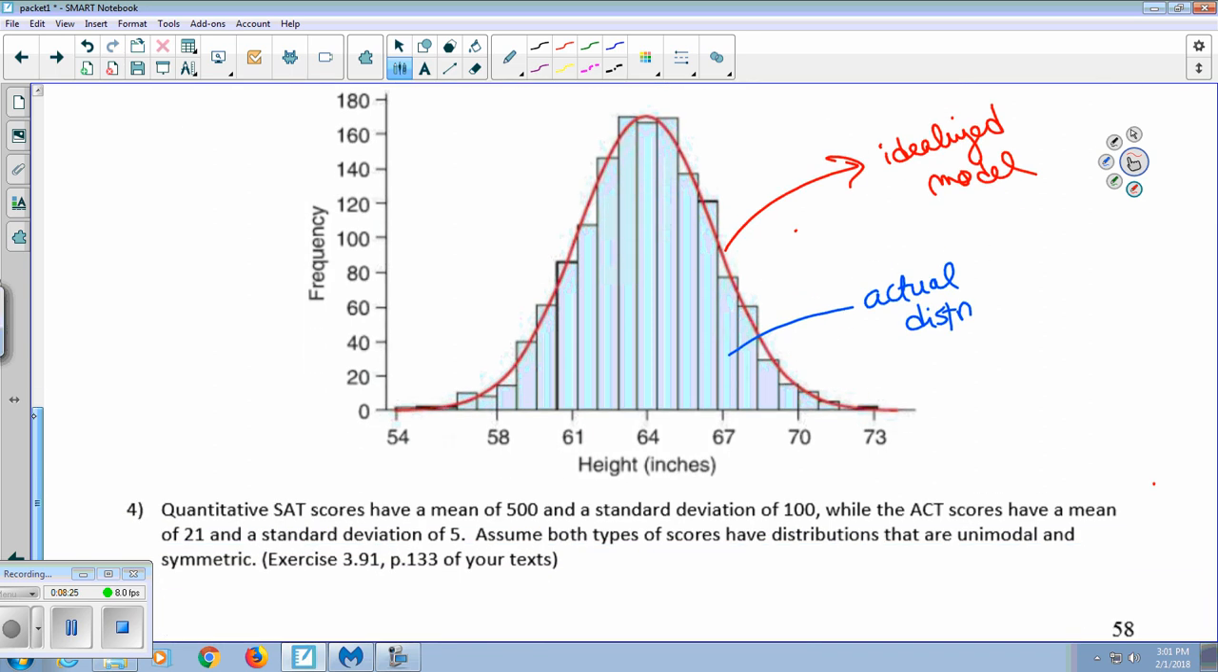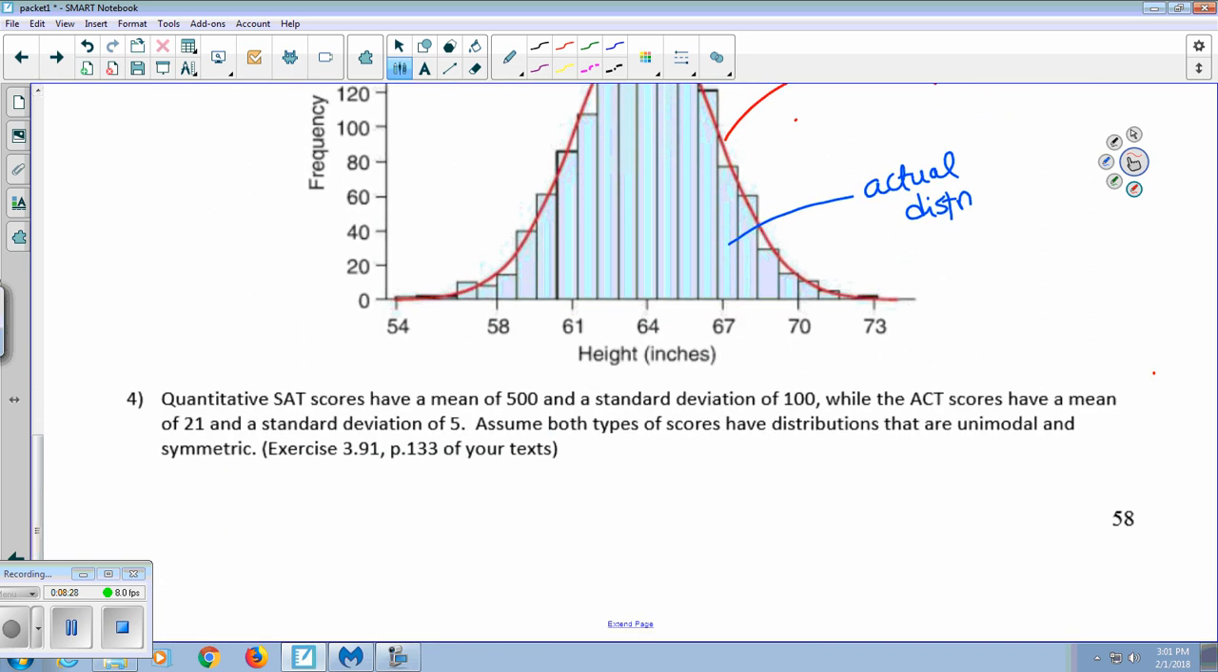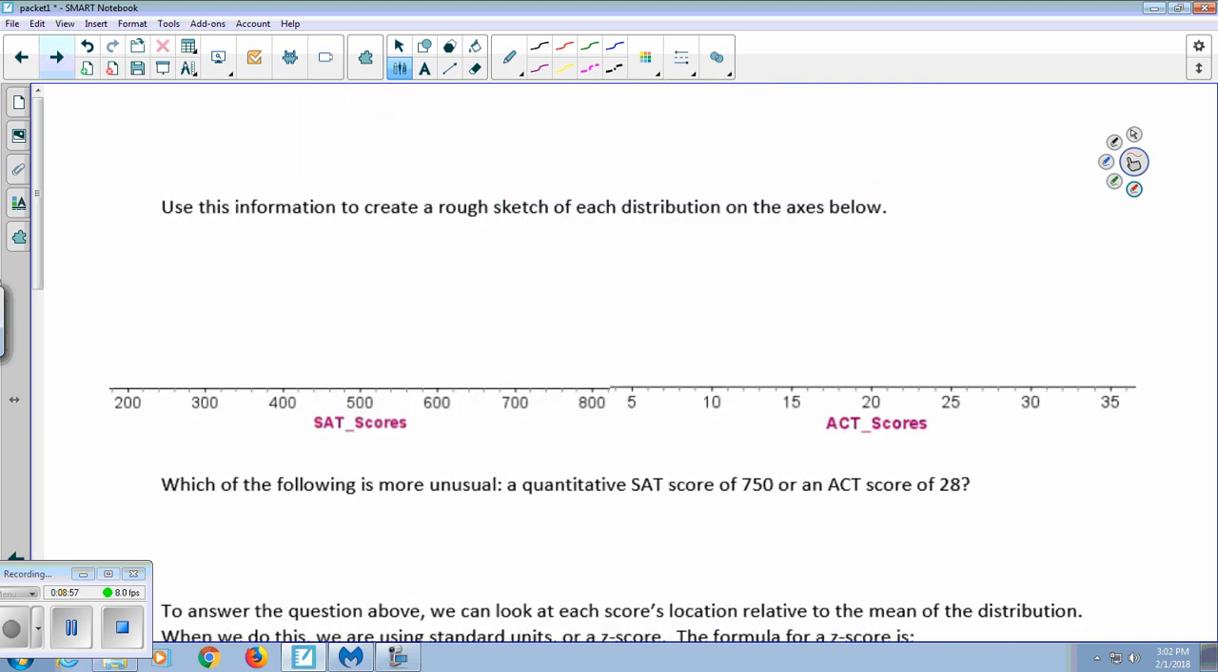Just the question kind of got separated from the rest of the work. So we're going to read this question here at number 4. Quantitative SAT scores have a mean of 500 and a standard deviation of 100, while ACT scores have a mean of 21 and a standard deviation of 5. Assume both types of scores have distributions that are unimodal and symmetric. Okay, so we're going to answer some questions about this information on the next page.